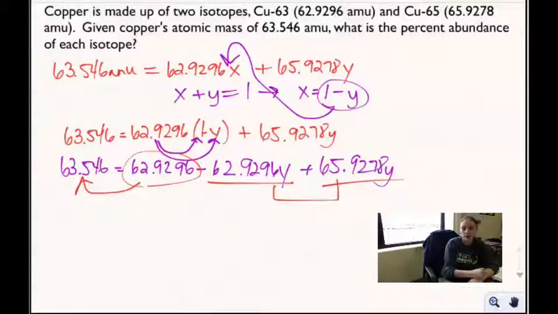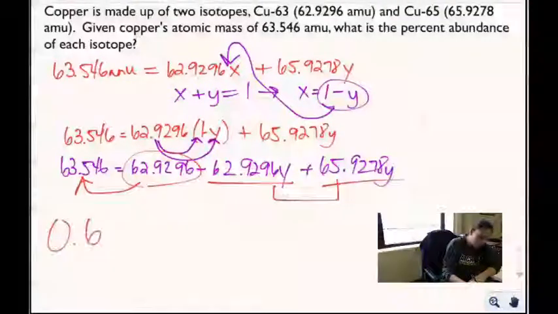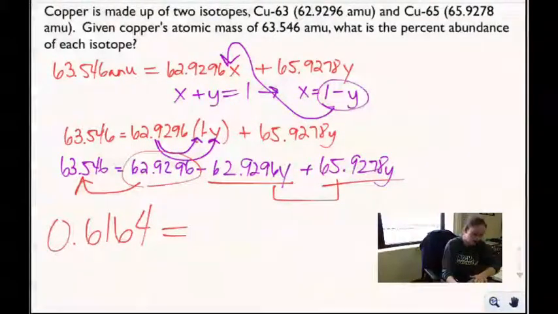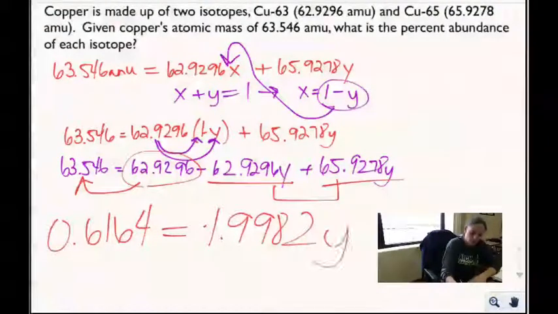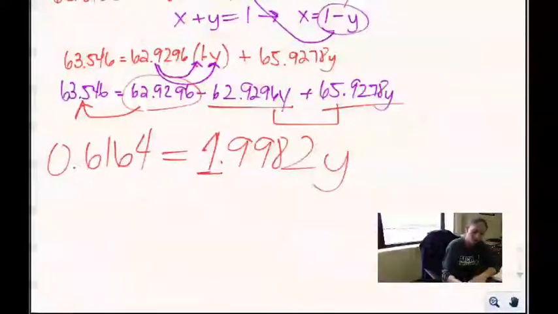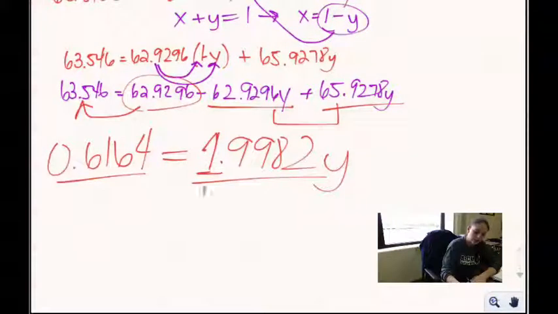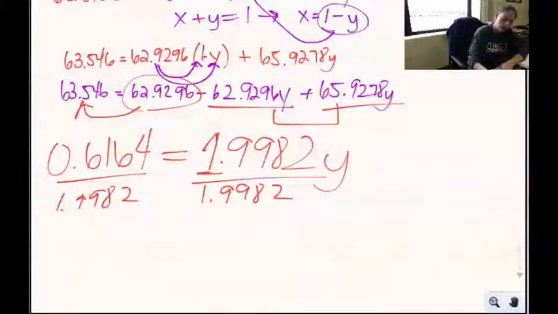Well, how do I take it to the other side? You just subtract. So 63.546 minus 62.9296 is actually 0.6164. That's going to be equal to, and I combine my two Y terms there, 1.9982 times Y. If I want to get Y by itself, all I have to do is divide both sides by 1.9982. And I get my Y to be 0.308.